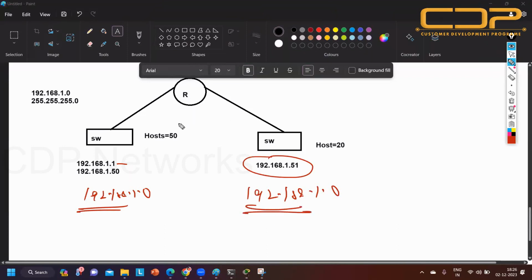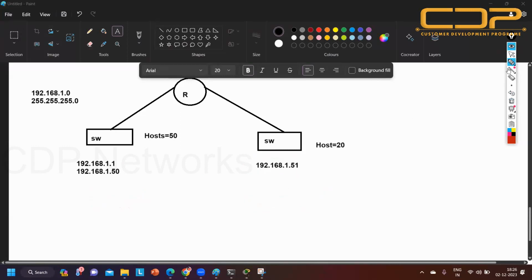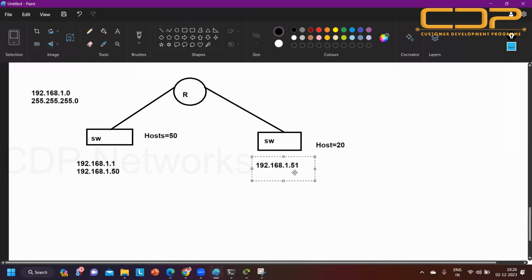A router connects different networks together, but here we are using the same network on both sides. So this is not possible. That means this organization cannot use the same IP address range on their other side. They need to use a different network here. They can use a network like this.